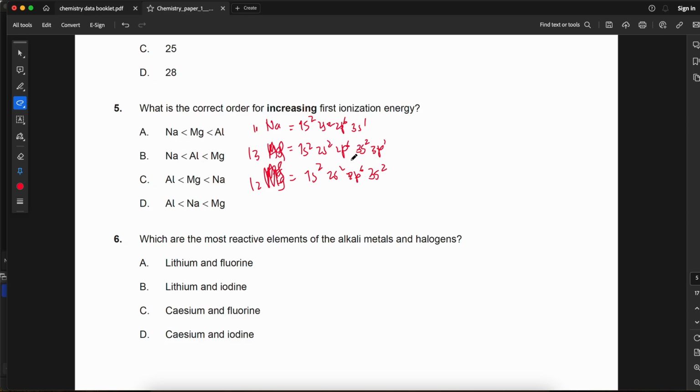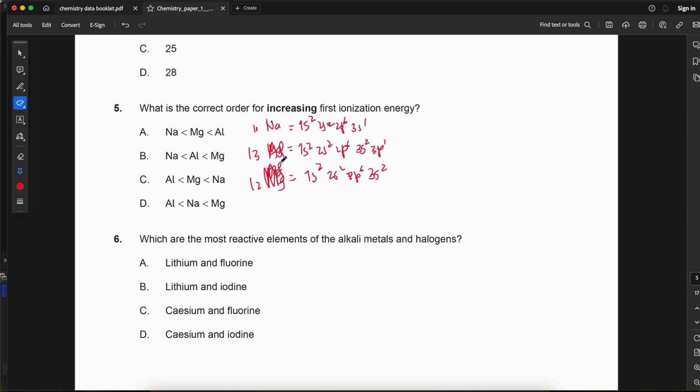Okay, Na requires low ionization energy compared to Al and Mg, because it has the lowest nuclear charge compared to Al: Na's nuclear charge is +1, Mg +2, Al +3. The outer electron of Na is weakly attracted to the nucleus due to the shielding effect.